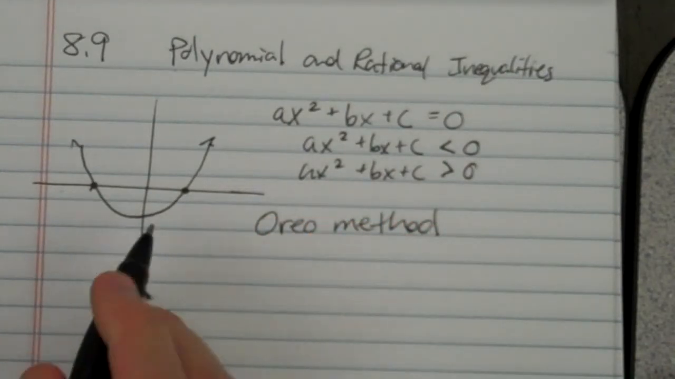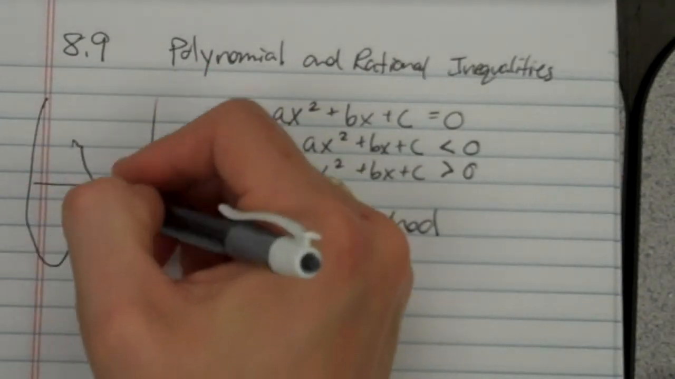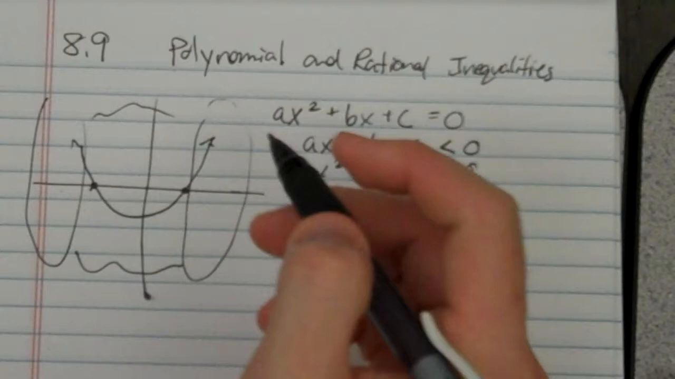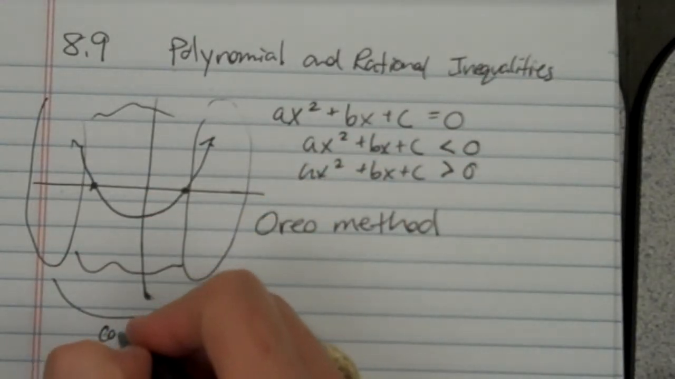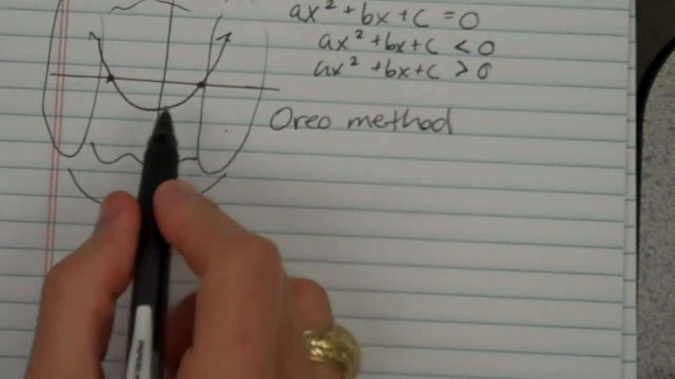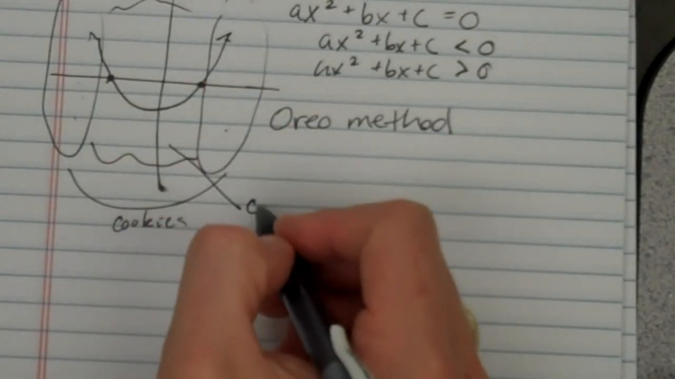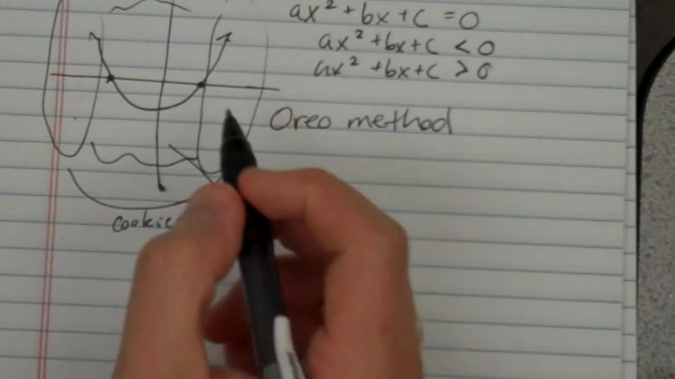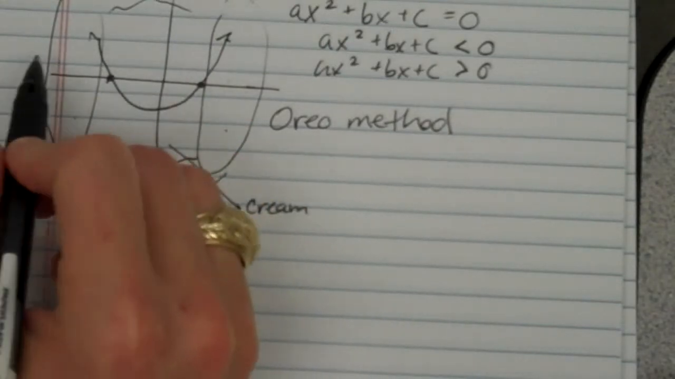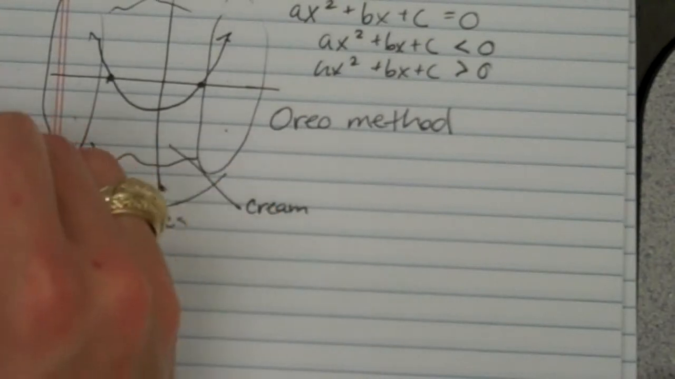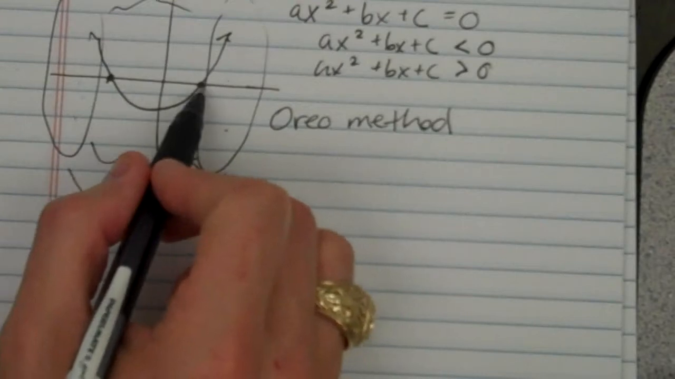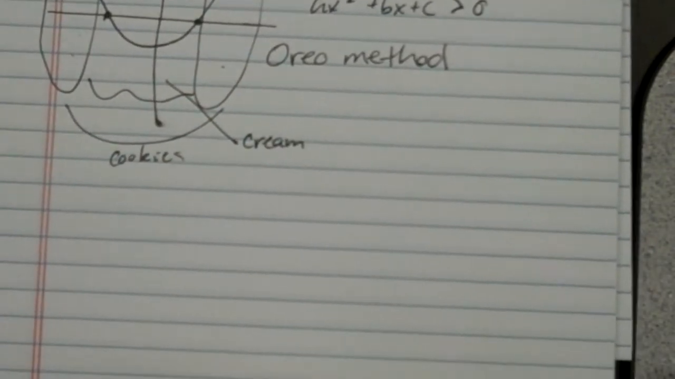Okay, so for the Oreo method, you can imagine really big cookies right here, right? And this is the cream, so it's either the cookies or the cream, right? Your answer is either going to be the cookies, so it's going to be both sides of this, this all the way to negative infinity, this all the way to infinity, or what's between these. Okay, so Oreo method, cookies and cream.